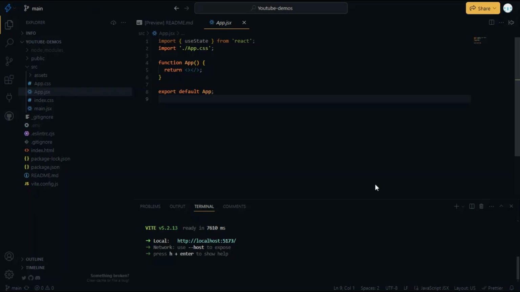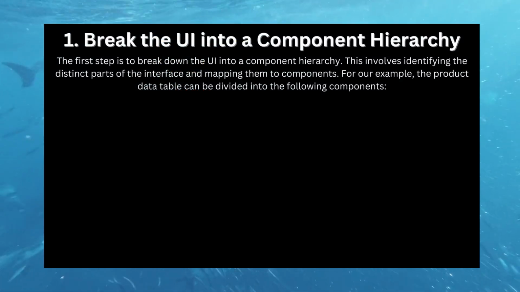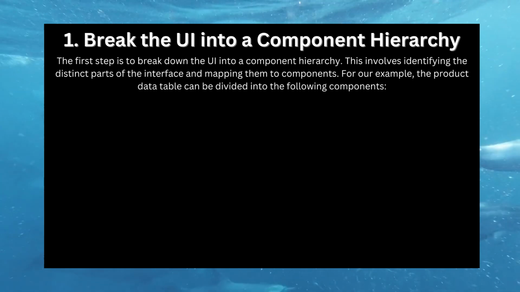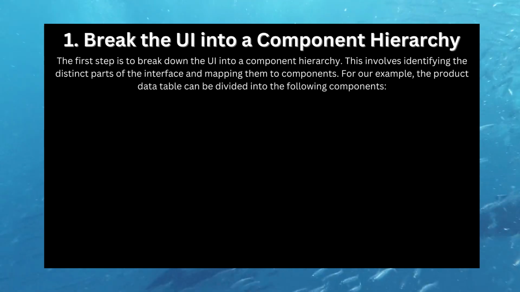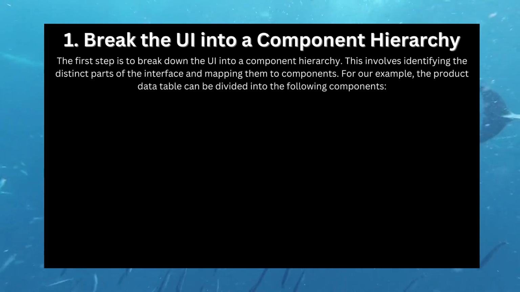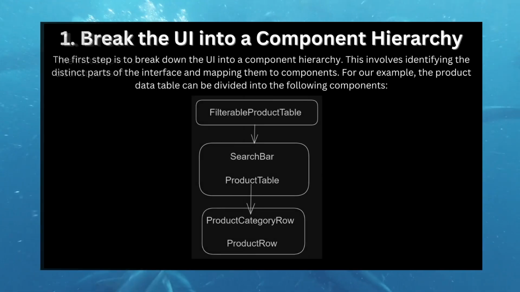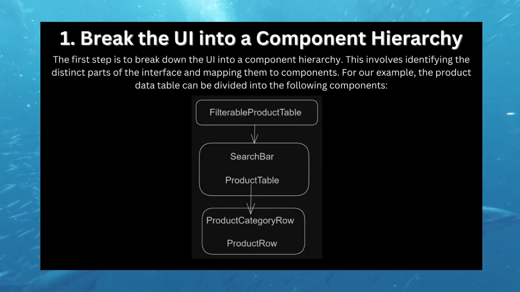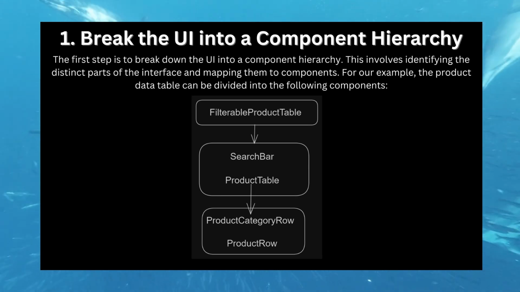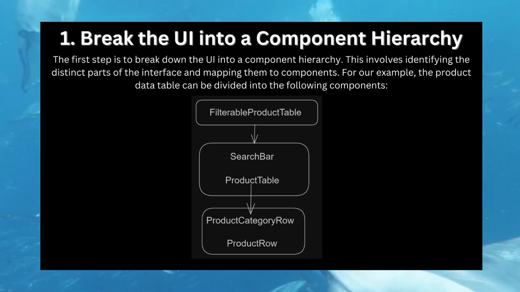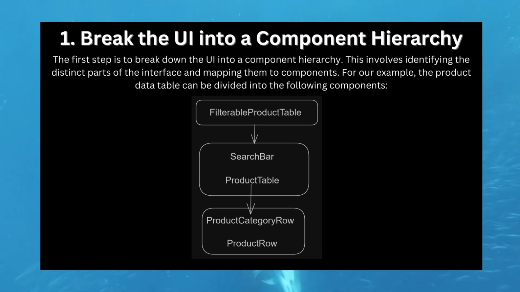So let's start. The first step is to break down the UI into a component hierarchy. This involves identifying the distinct parts of the interface and mapping them to components. For our example, the product data table can be divided into the following components. Filterable product table, the main container component. Search bar, a component for the search input. Product table, a component that displays the product data. Product category row, a component for displaying product category headers. Product row, a component for displaying individual products.